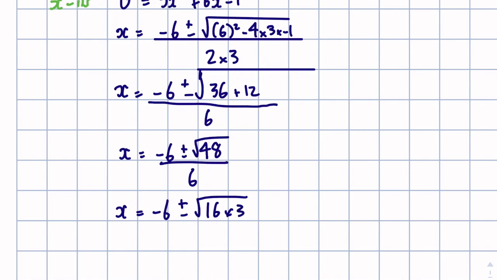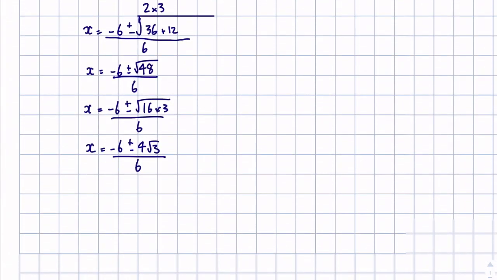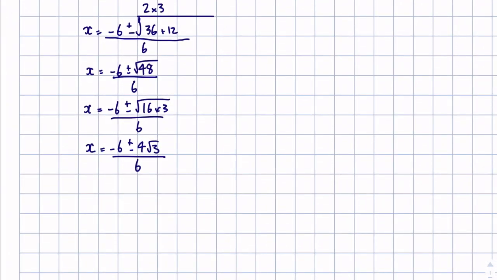So we've got x equals minus 6 plus minus the square root of 16 times 3 over 6. You don't need to do this many steps of working out. The square root of 16 is 4, so we've got 4 root 3 all over 6. Now I do want to simplify, mostly because it is nice to get a decent surd as your answer so you can be as exact as possible. So, what goes into both negative 6 and 4 root 3?